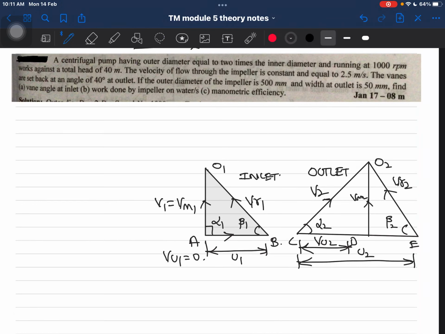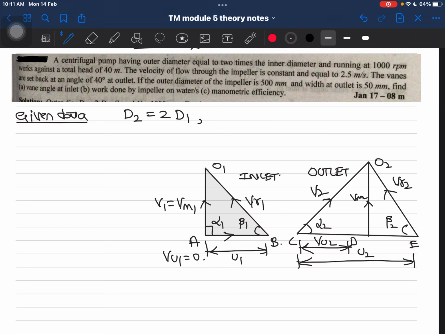Hello guys, we will look into another problem on centrifugal pumps here. In this particular problem he says the centrifugal pump has an outer diameter equal to 2 times the inner diameter. So if outer diameter is equal to 2 times inner diameter, how will you write it in the form of an equation? That is outer diameter D2 equal to 2 times inner diameter D1.